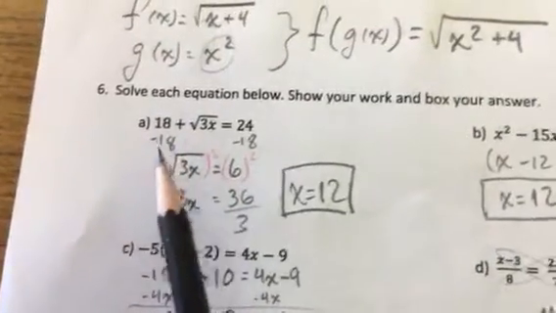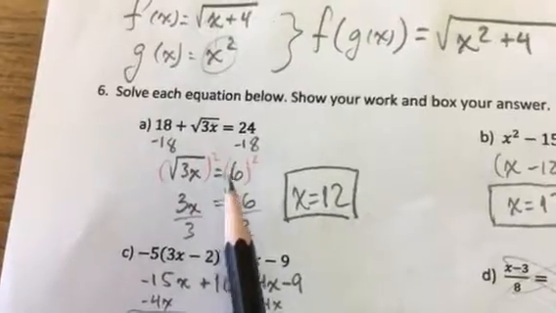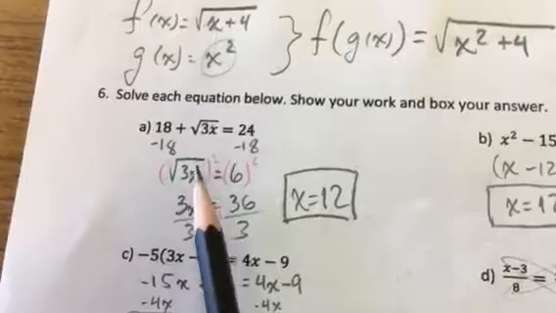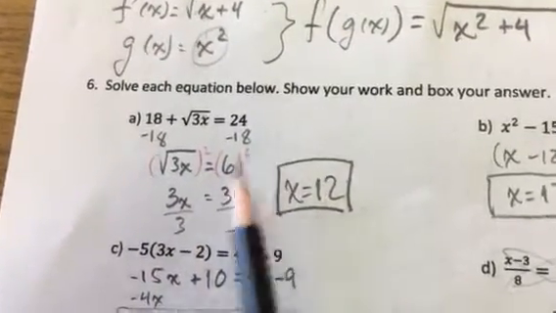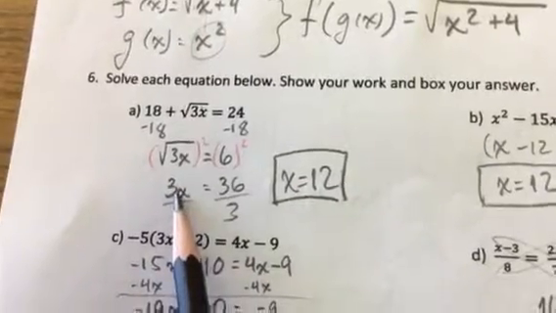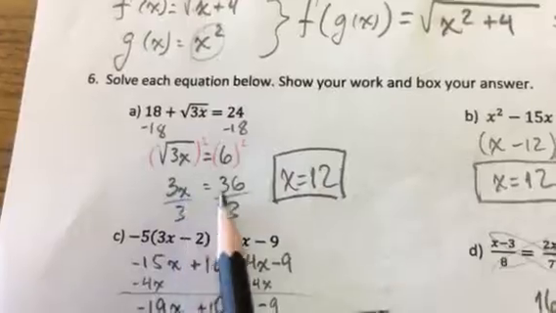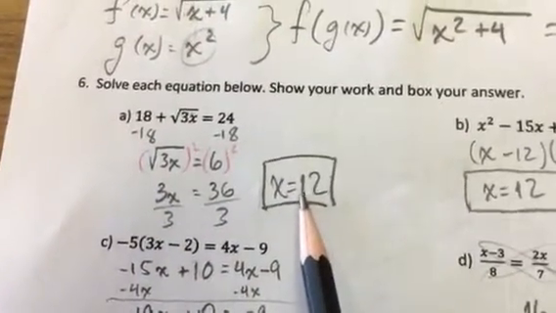Here's a radical equation, so I subtract 18 from both sides. That leaves me with the square root of 3x equals 6. 24 minus 18 is 6. Now to get rid of the radical, I square both sides. So that's what the little red parentheses and exponent is. That just leaves me with 3x all by itself equals, and 6 squared is 36. 3x equals 36. I divide both sides by 3. I get x equals 12.